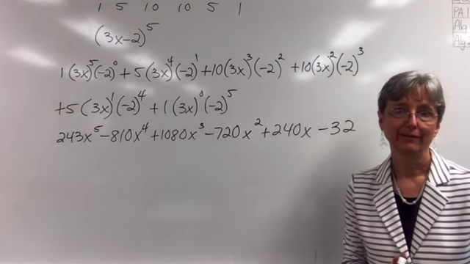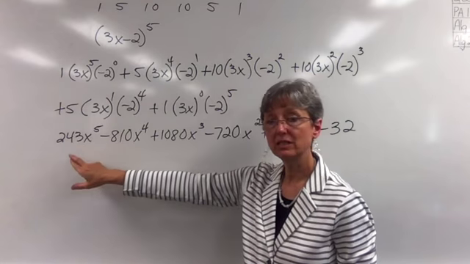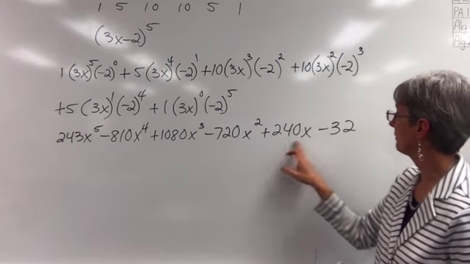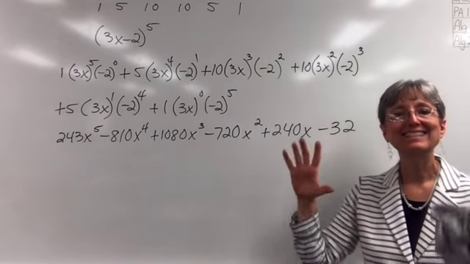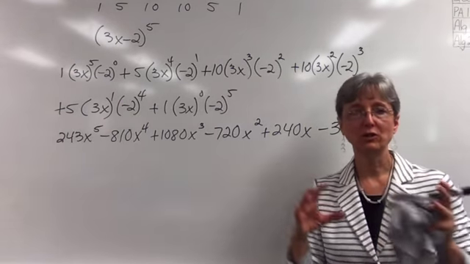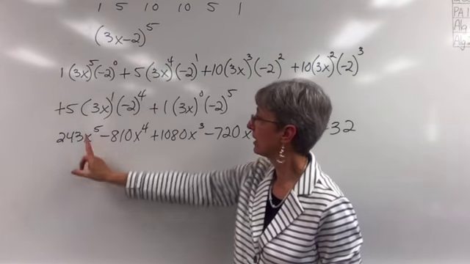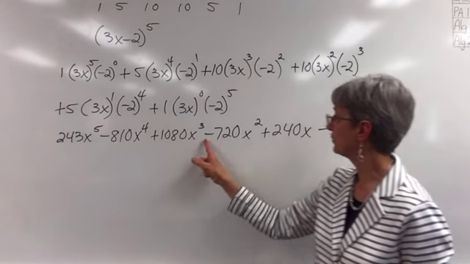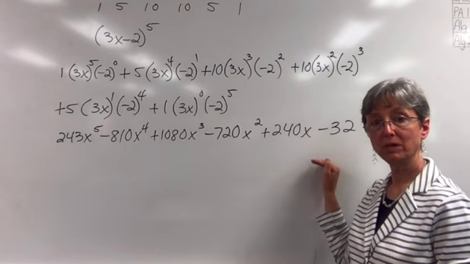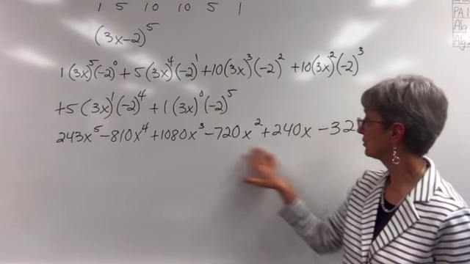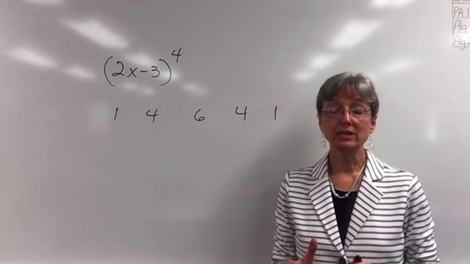And I'm done. Notice this was a binomial to the power of 5. So it should have 6 terms. 1, 2, 3, 4, 5, 6. And that is how you do it. Take your time, one term at a time. Notice in this binomial, this second term was negative, so sure enough, my signs alternated. Do you see that? This is the binomial expansion of 3x minus 2 to the power of 5. That is what this section is about.